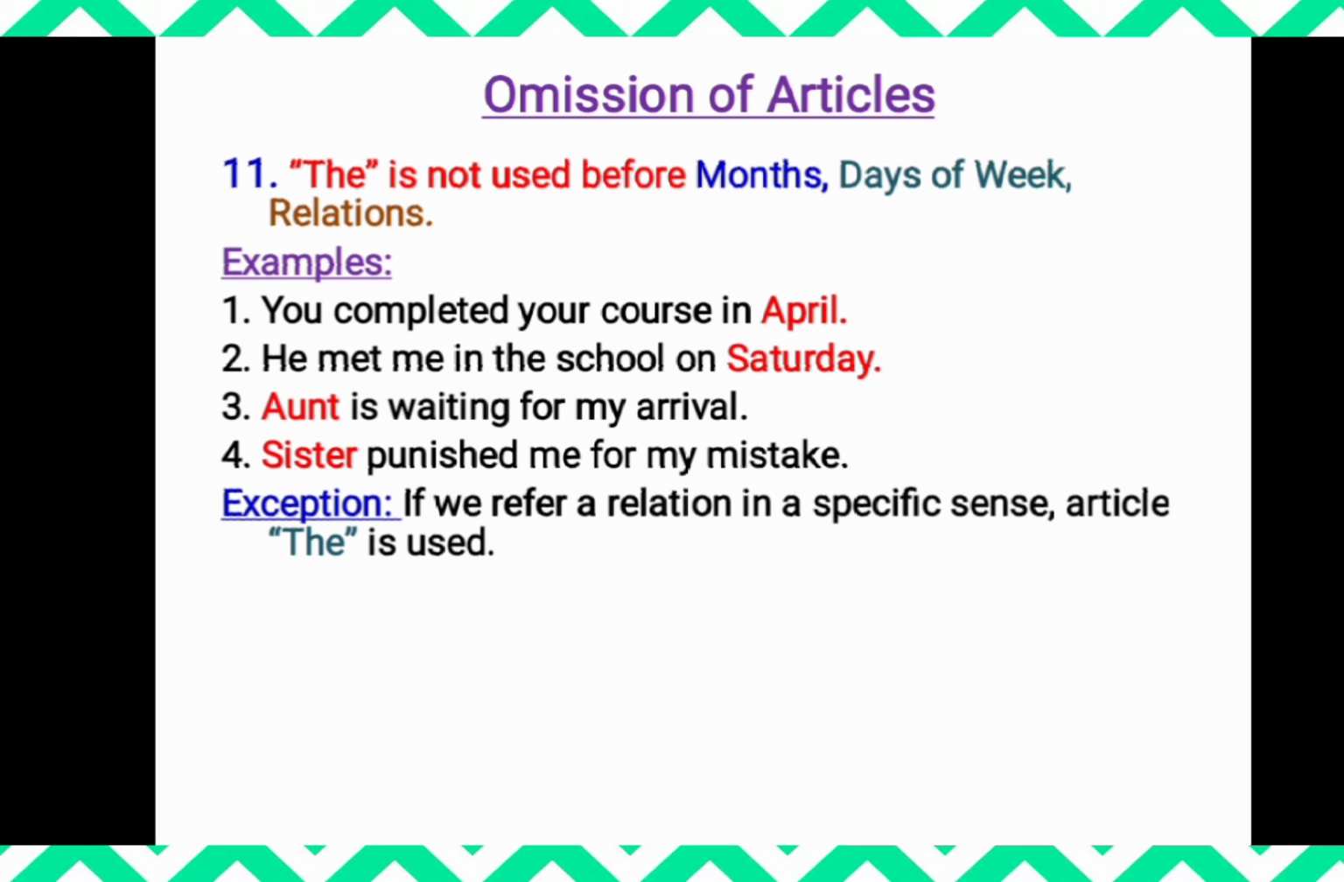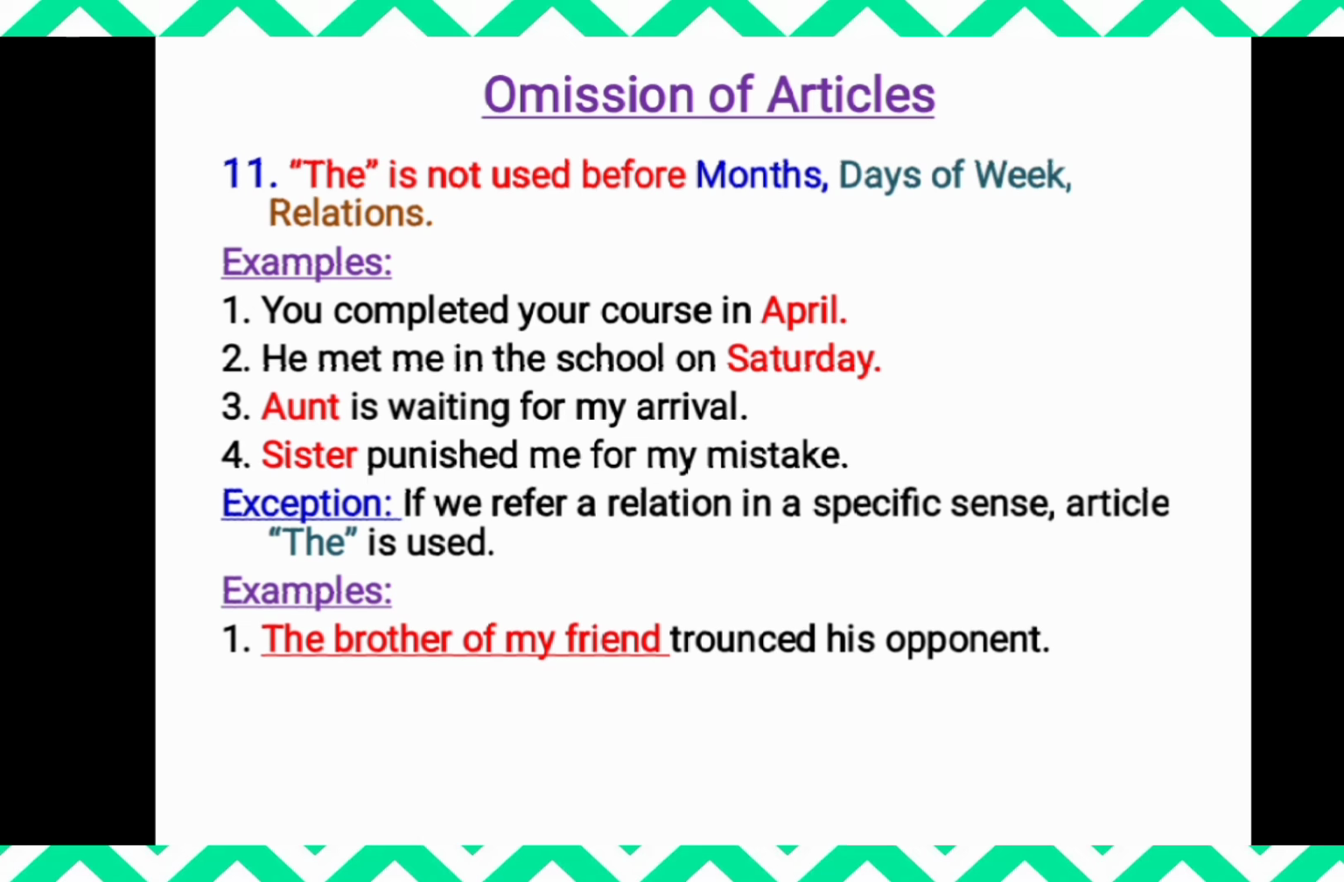Here is also an exception. If we refer to a relation in a specific sense, the article the is used. And this thing I have already discussed again and again in my previous lecture. If we talk about the construction of particulation, specification, positioning in traditional grammar, then we can say that we use the definite article the. If we refer to a relation in a specific sense, the article the is used. Let's look at some examples of this exception of definite article the.